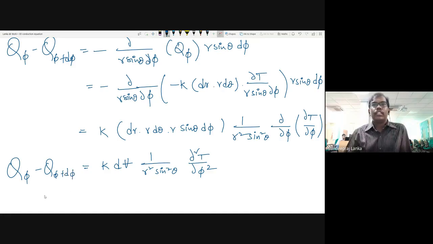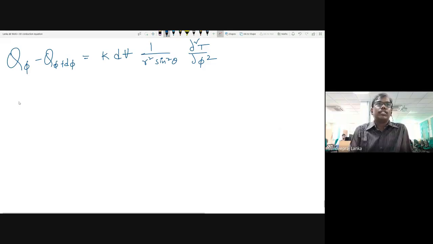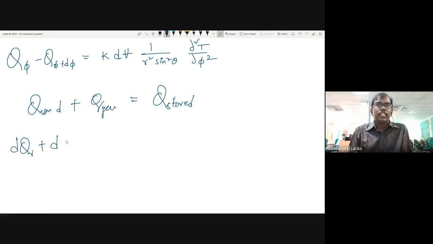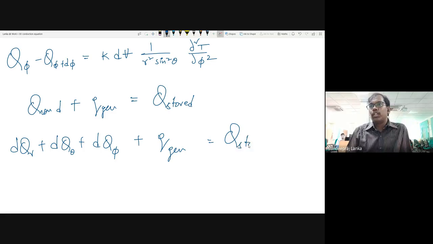This is your equation. And now what I should do is take q conduction plus q gen equal to q stored. This is my energy balance equation. So if I take conduction, I will write it as dq r plus dq theta plus dq phi plus q gen. This should be small q, I'm sorry for this, equal to q stored. This q stored is nothing but mcp delta t.